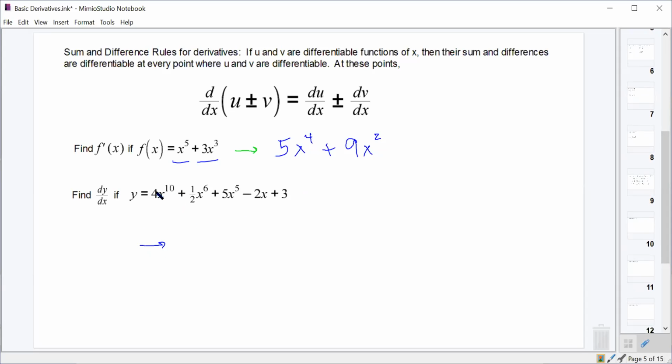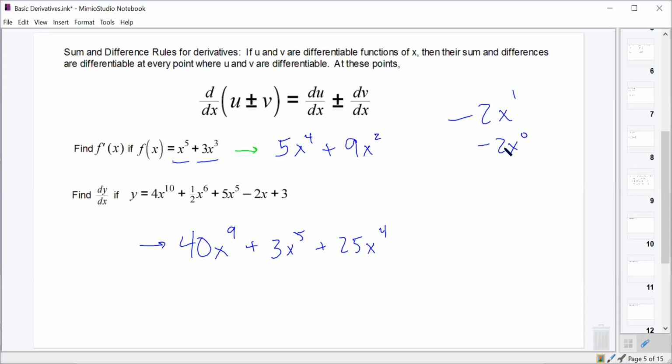What should we get? 40x to the 9, plus 3x to the 5, plus 25x to the 4th. What about the minus 2x? Minus 2x to the 1st, right? So that should become minus 2x to the 0.